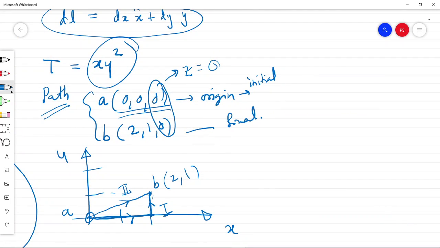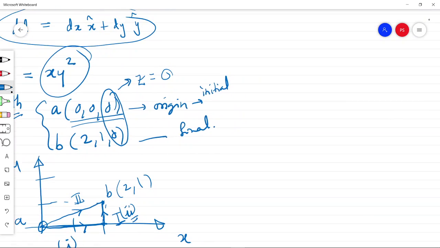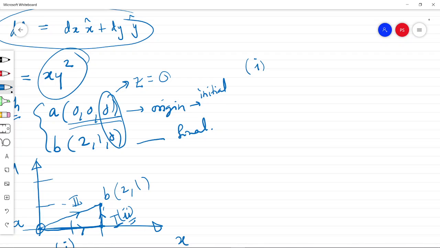So if we try to find out this, let us just label this as path i and this as path ii, small Roman numeral i's. So for path i, we see that the y coordinate is 0. Just remember that from A to B we are going in this manner. So for this path i, the whole y coordinate is 0.